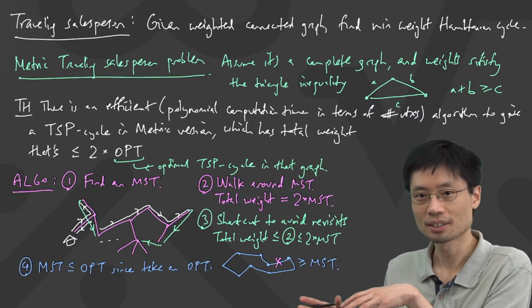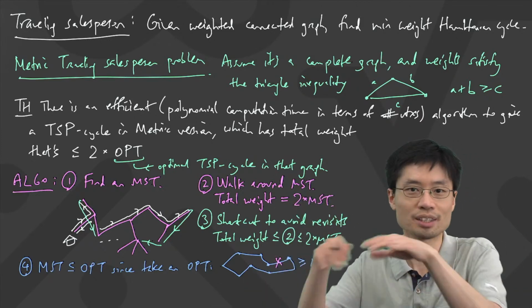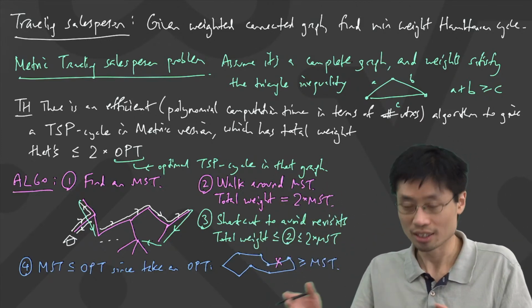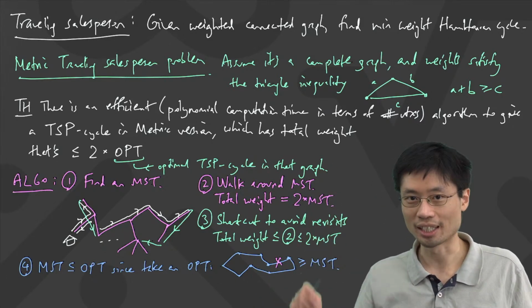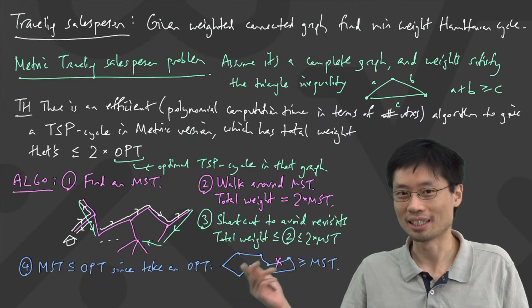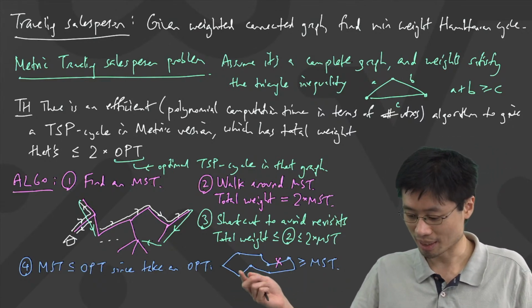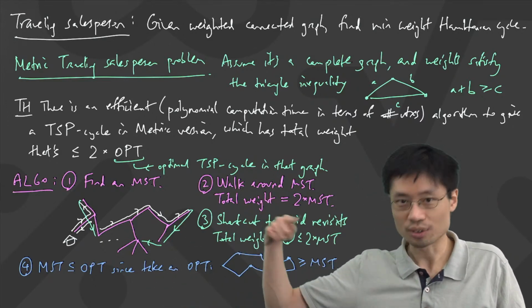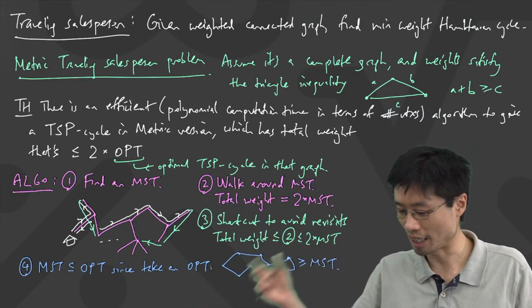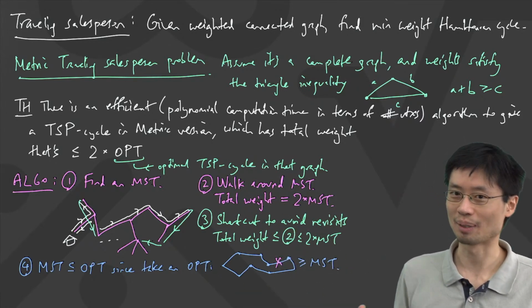Did that make sense? This is really the key observation. I've got this optimum traveling salesperson cycle. Fantastic. Kick out an edge. Now I've got a spanning tree. It's at least the minimum spanning tree. And since I kicked out the edge, that means that the weight of the original traveling salesperson cycle is definitely at least the weight of it with one edge removed, which is at least the MST.